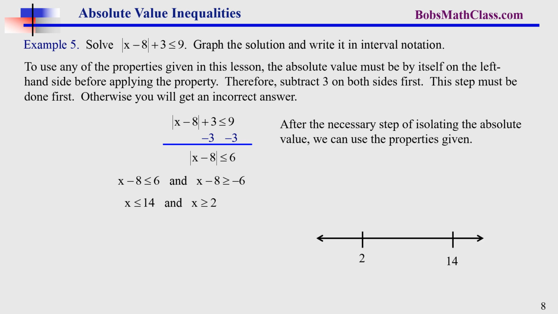So we want numbers that are less than or equal to 14, and greater than or equal to 2. Again, that's right in the middle. So our answer is brackets 2, 14, close brackets.